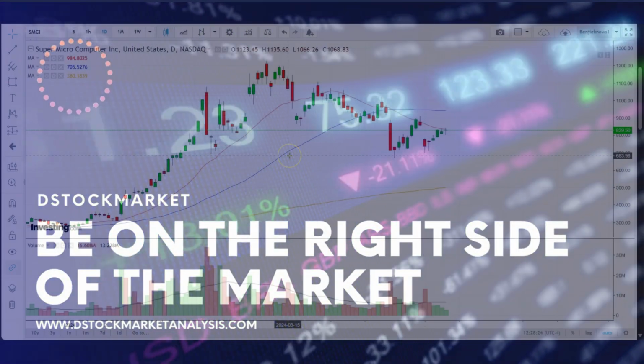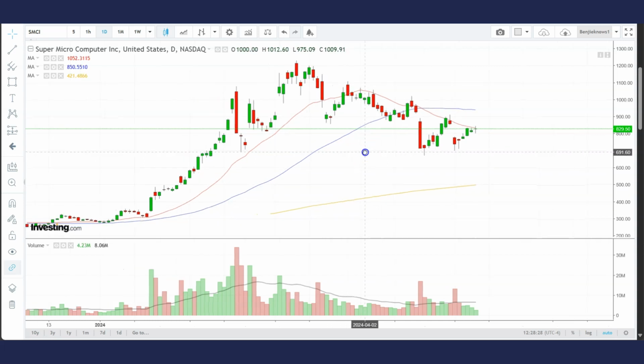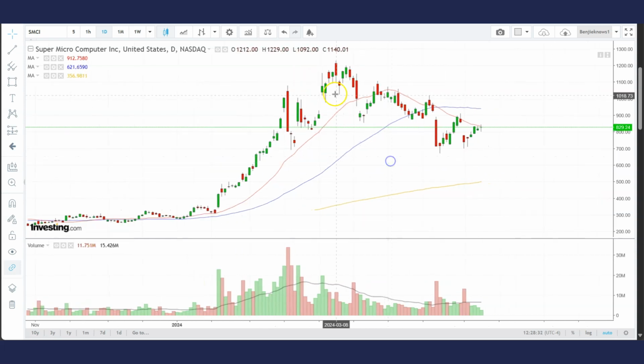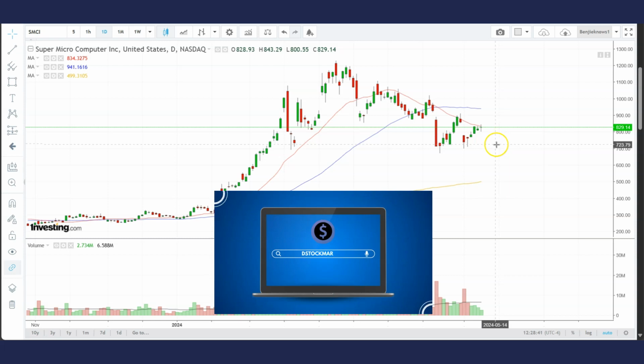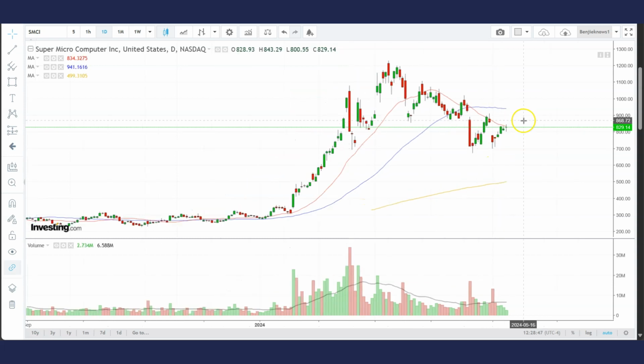Let's continue to look at the stock chart of Supermicro Computer Inc., SMCI. So the stock has been trading to a high of 1,200 and then is drifting lower from here. So what is the next thing that it will do? And that we will try to answer.